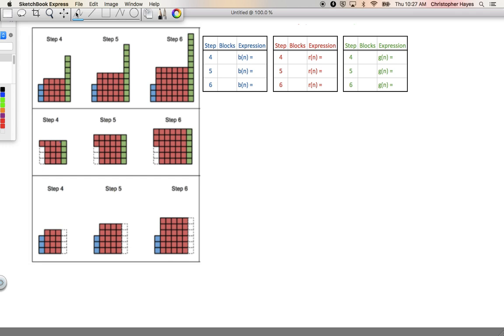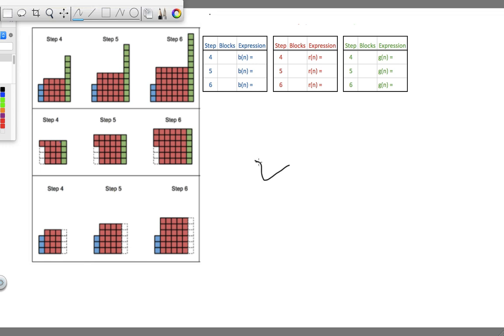So when I look at step 4, let's go to blue here. Within blue, when I count out step 4, I have 3 blocks. When I count out step 5, I have 3 blocks. When I count out step 6, I have 3 blocks. Alright, let's go to red, just counting out.